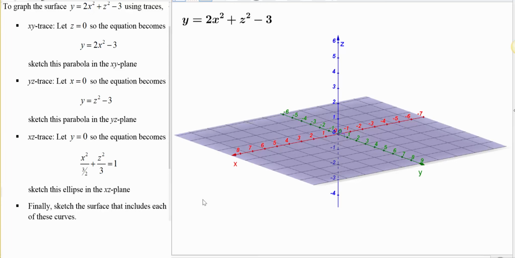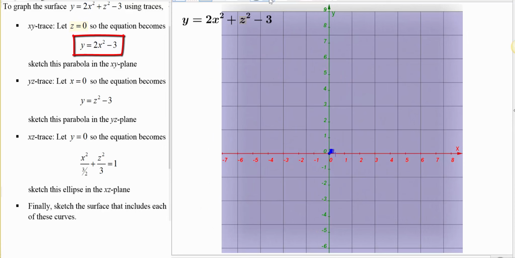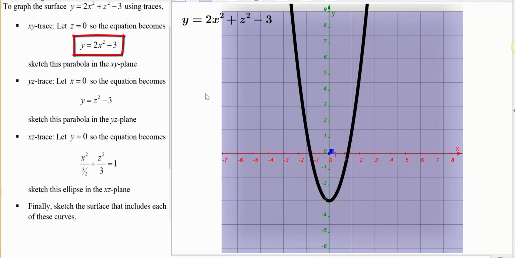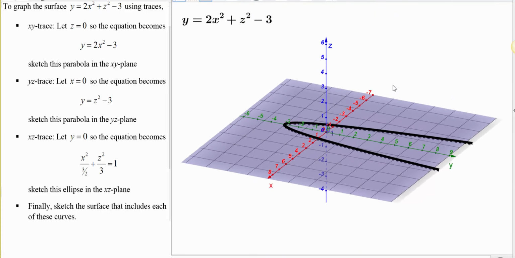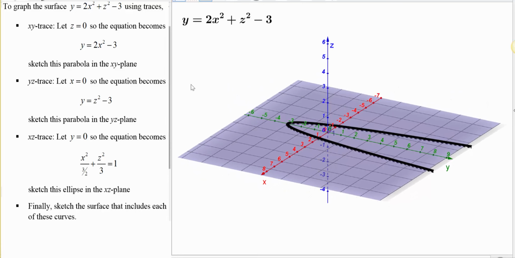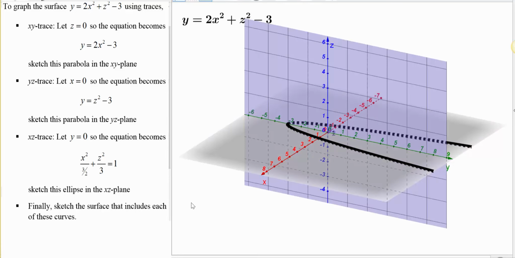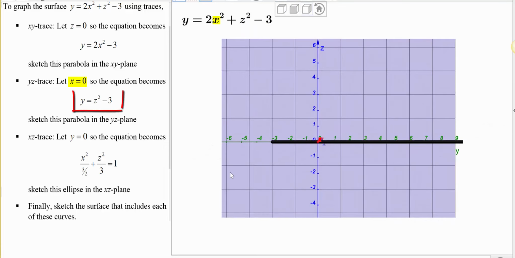To find the xy trace, we let z equal 0. When we simplify the resulting equation, we get this. You'll recognize this as a parabola in the xy plane. Next, let's look at the trace in the yz plane. To find this curve, we're going to let x equal 0 and solve the resulting equation to get this parabola.